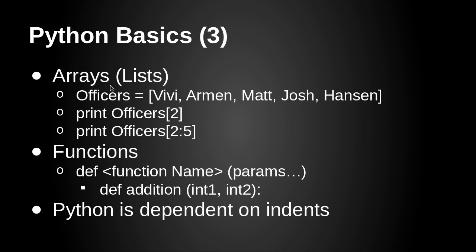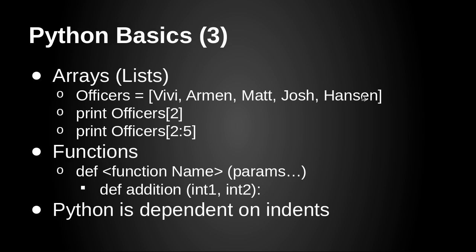So Python basics, here's arrays. In Python they're called a list. So the example of the officers: officers equals Vivi, Armin, Matt, Josh, Hansen. Those are current officers. Print officers[2], that'll print Matt, for example. Whoa. You can also do sublist. So print officers[2:5]. So that's gonna print Matt.